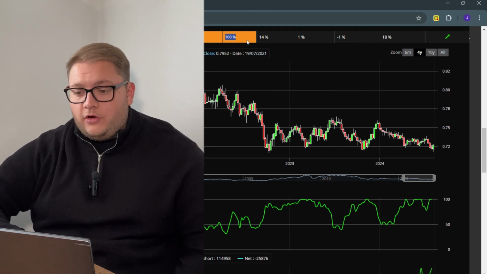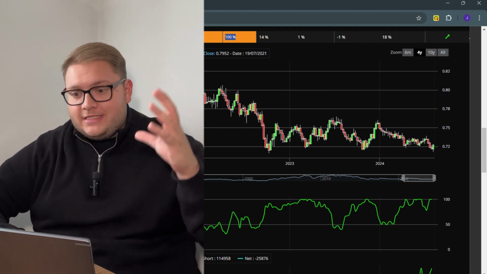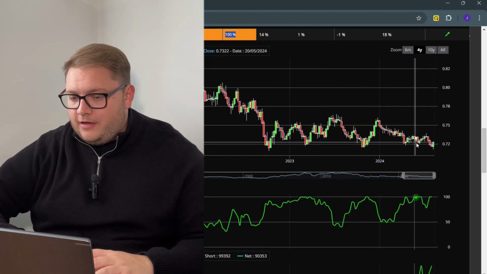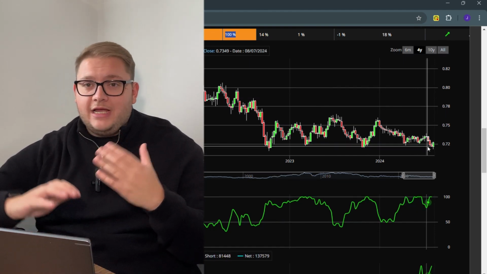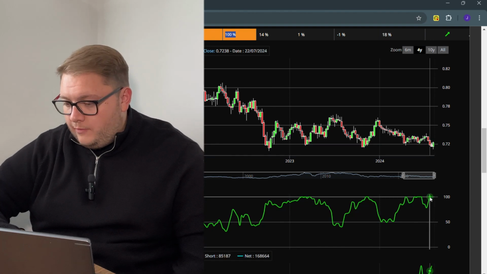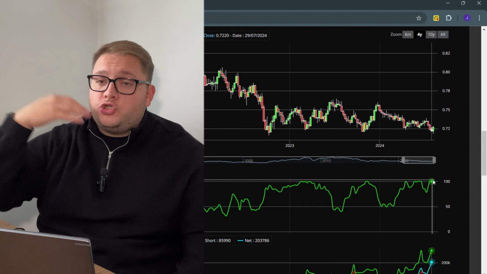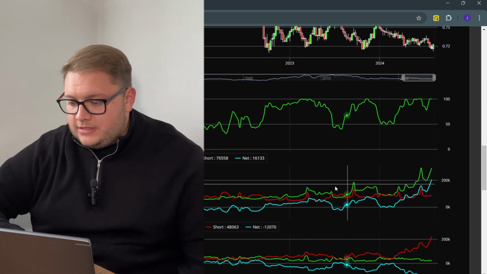Because we can see that we've got a 100% buy signal essentially on CAD, and this is the Canadian dollar futures. You have to inverse this to get dollar CAD essentially. But what have we got? Well, we've got a 100%, which means that there is an extreme of long contracts coming into the commercials.